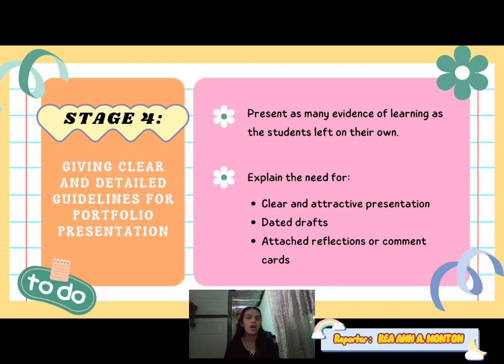So from what I have experienced in making a portfolio when I was in grade 12, the teacher gave us instructions on the order of what goes inside the portfolio. First, she gave us the instruction for the cover before opening the portfolio. She instructed us to create a creative cover that would wow people.